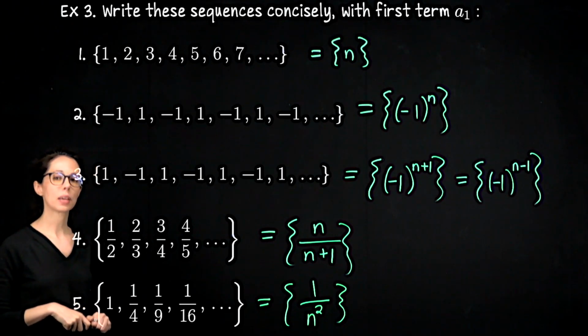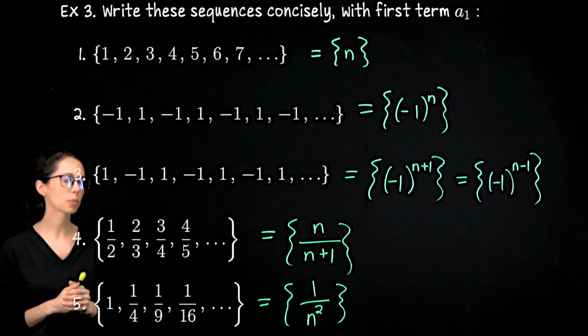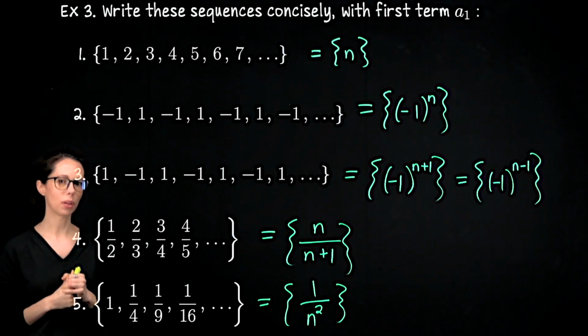Okay, so this is an example of spotting the pattern and getting a general expression for the sequence given the first few terms. These were not too complicated, so let's look at a harder example.